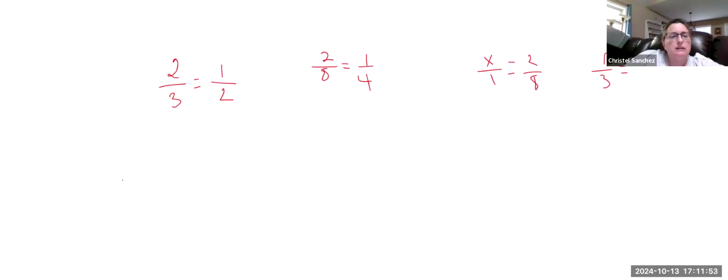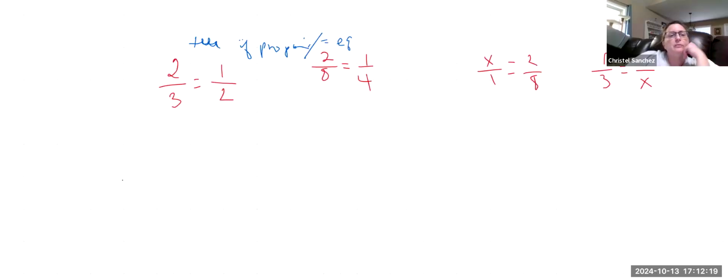Okay. All right. So you're going to have 2 different types of questions on the exam when it comes to ratio and proportion. The first is where you're going to have to tell if they are proportioned. And when we talk about proportioned, we just mean, are they equal to each other? Okay.